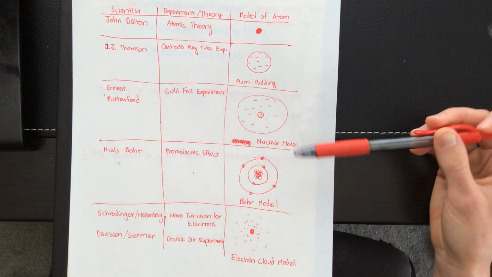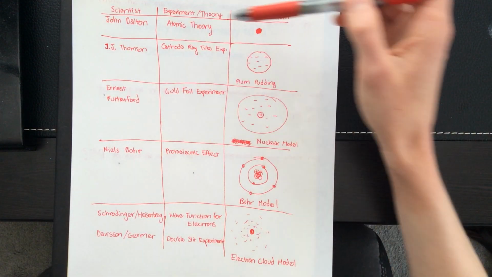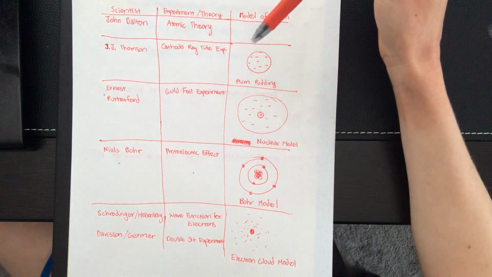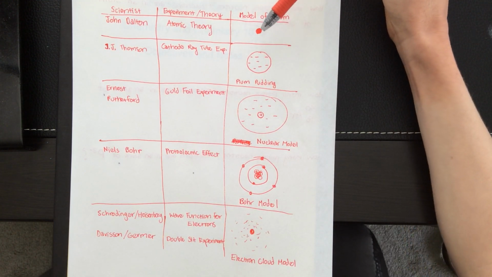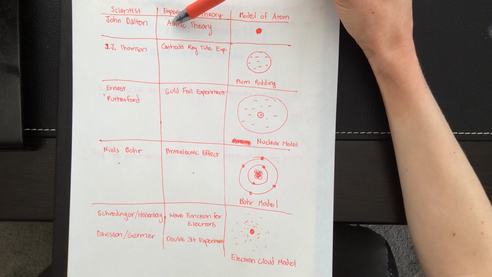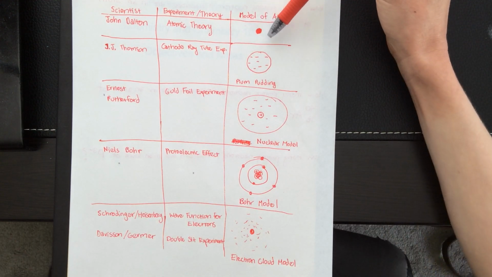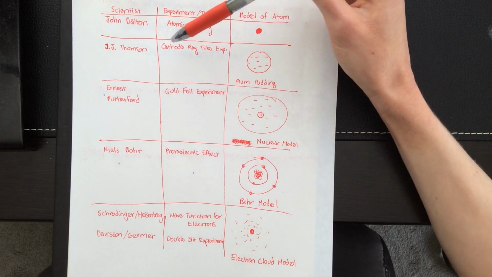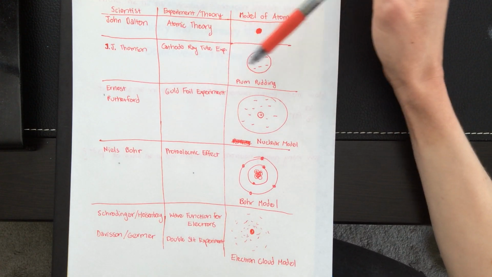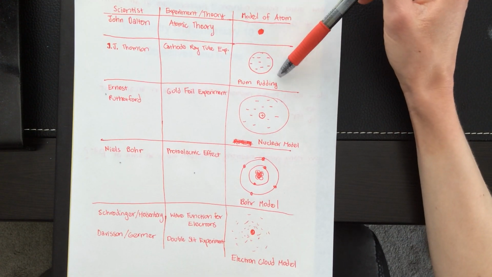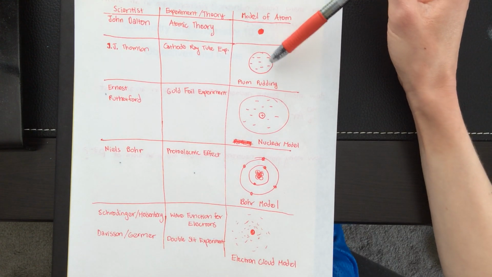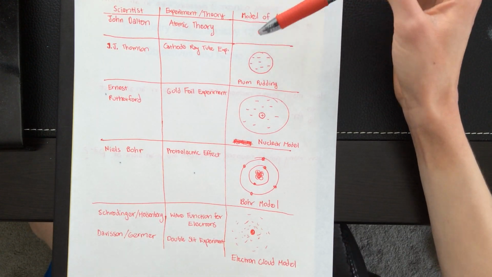experiments that created them. So just going through really quickly, we start with John Dalton, who just has basically the idea of an atom that he got from the ancient Greek philosophers. Later on, J.J. Thomson does the cathode ray tube experiment, discovers the electron, comes up with the plum pudding model, which has no nucleus, just electrons, in a positive pudding.